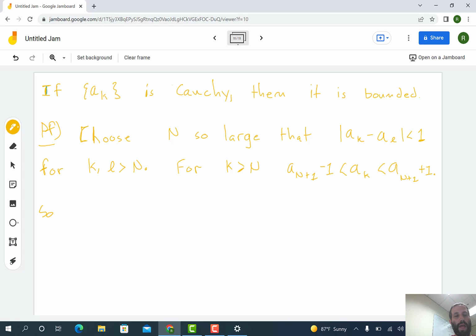So if I look at M, I'm going to say M is the maximum of a_1 through a_n and a_{n+1} plus 1, and m is just going to be that same thing but with minimum. Again, it's a finite set, so we know there's a min and max.